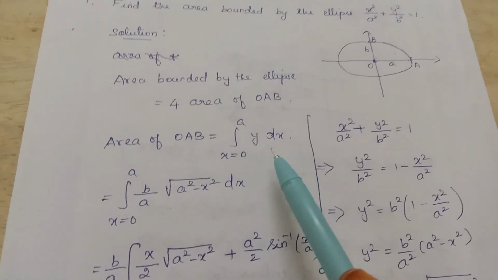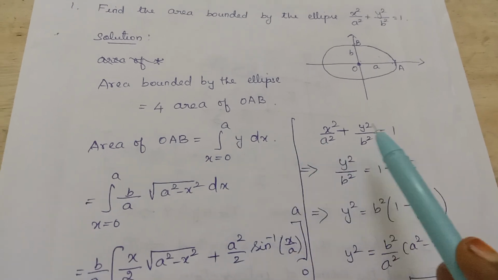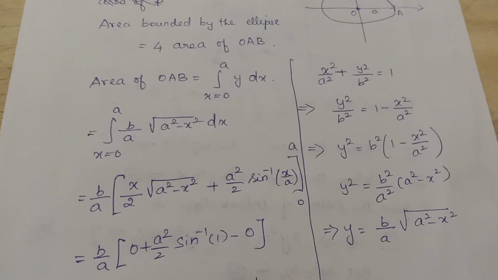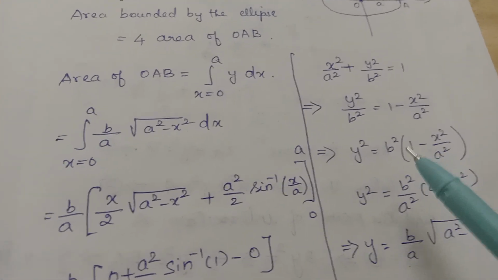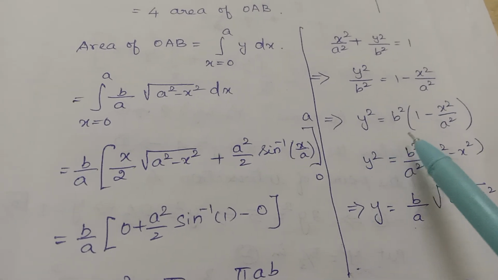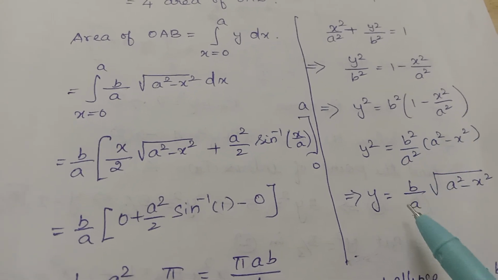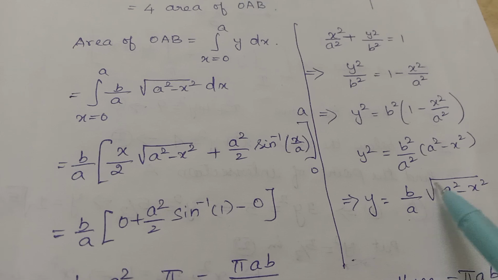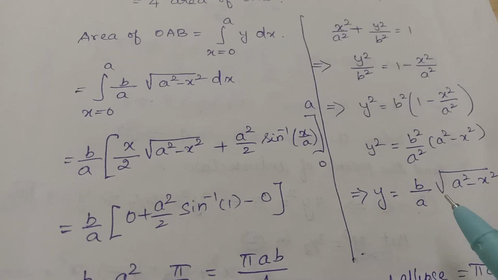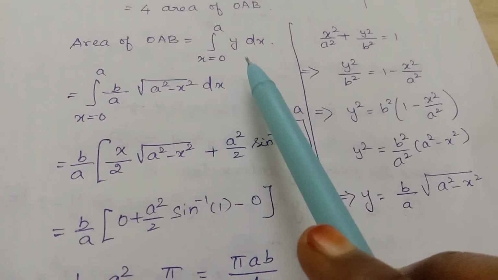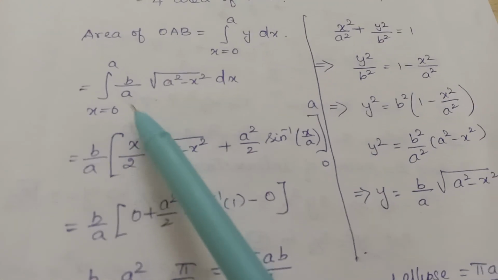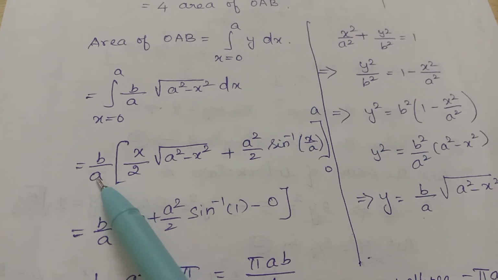Right, y dx. For this y, you have to derive the value of y from the equation of the ellipse. The equation of the ellipse is x square by a square plus y square by b square equal to 1. So y square by b square equal to 1 minus x square by a square. So y square equal to b square into 1 minus x square by a square, or simply y equal to plus or minus b by a root of a square minus x square. But since I am taking it in the first quadrant, it will be purely positive only. So I am going to substitute, instead of y, b by a root of a square minus x square into dx. Now b by a is a constant term which can be taken outside the integral sign.